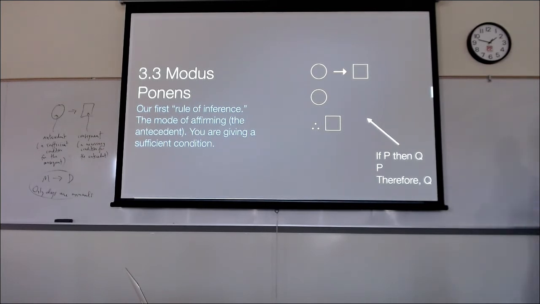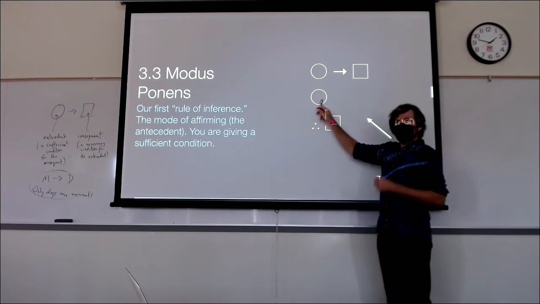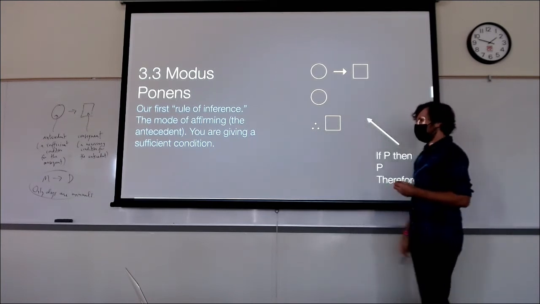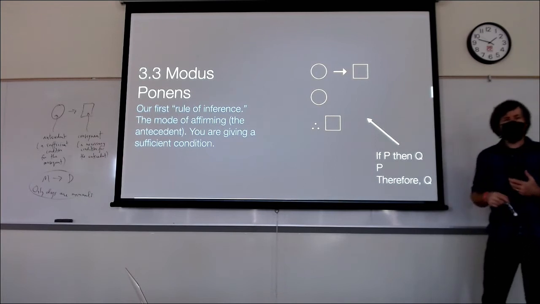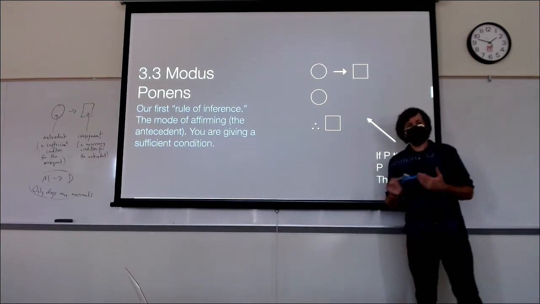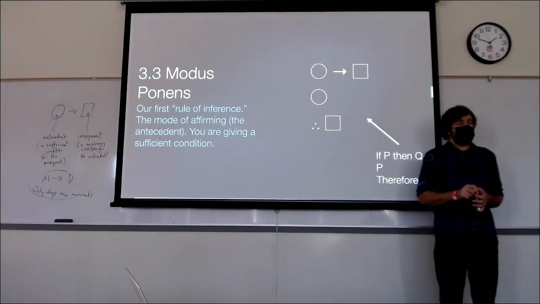The reason square follows is that circle is a sufficient condition. It means it's enough to get you to square. So this pattern of reasoning is always valid. So you can use it in a proof.